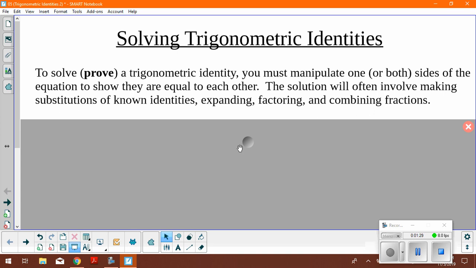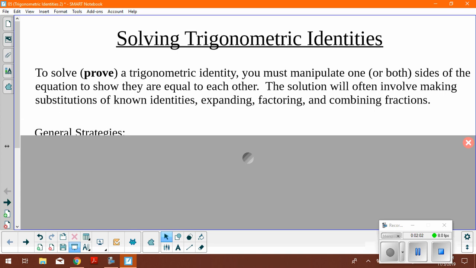So some of the things that we might have to do here: the solution will often involve making substitutions of things we already know, expanding, factoring, combining fractions, things like that. While we're working through these, it might be handy for you to have the list of identities we had yesterday out of your notes so you can look at them, because we'll use those now and then to make changes in equations.